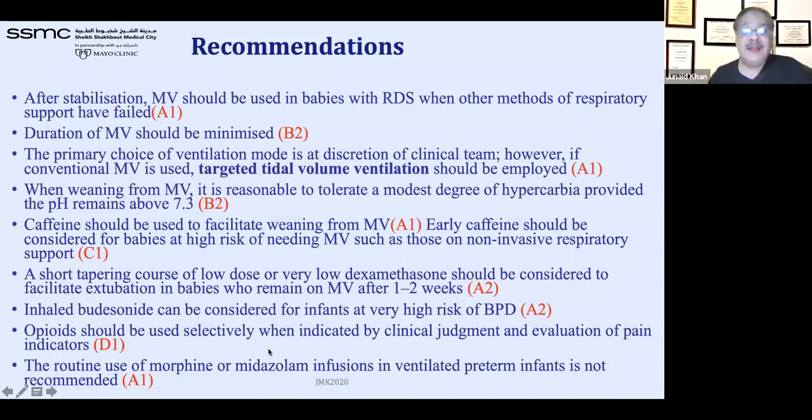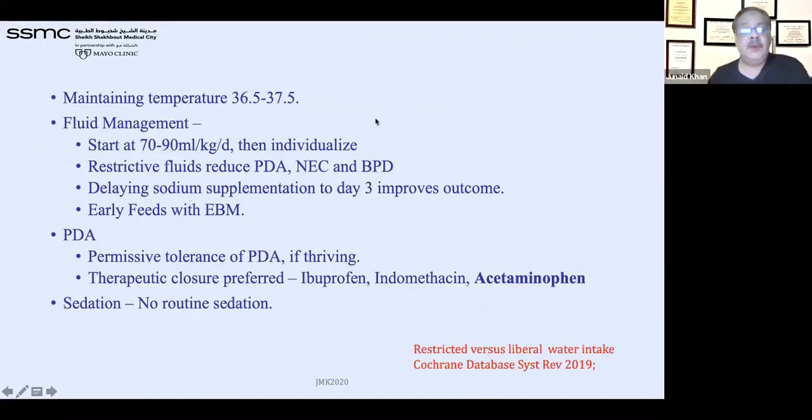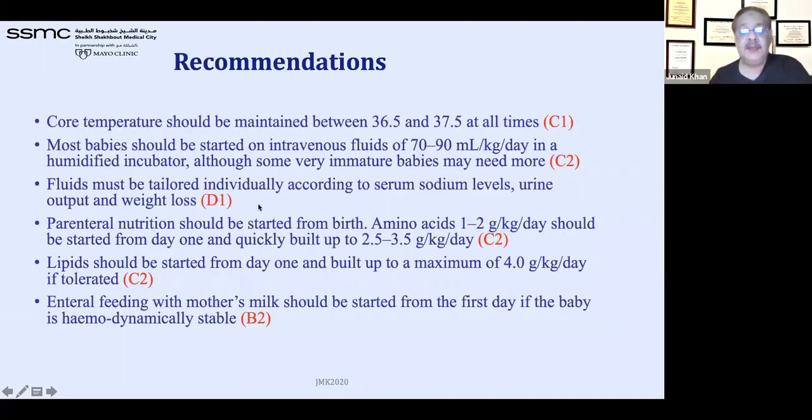Opiates should be used selectively. We don't recommend routine sedation for pain. We can use acetaminophen. The routine use of morphine or midazolam infusion in ventilated preterm infants is not recommended. Supportive care, of course, you have to maintain the temperature, the fluids, the PDA. So what are the recommendations on that? Temperature should be between 36.5 and 37.5 because higher or lower temperature is stressful for the babies.